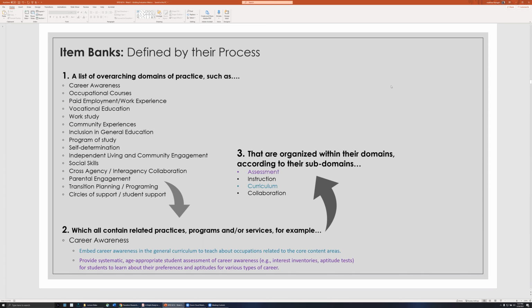The next part is that we're going to take those practices and acknowledge that they're organized within domains according to subdomains. So the domain is career awareness. The practices we have are these 2 here related to curriculum and assessment. And you can see how I have them color-coded, where assessment and curriculum are part of these subdomains of practice. So we've got assessment, instruction, curriculum, and collaboration. These are the subdomains that you're going to be organizing your practices within.